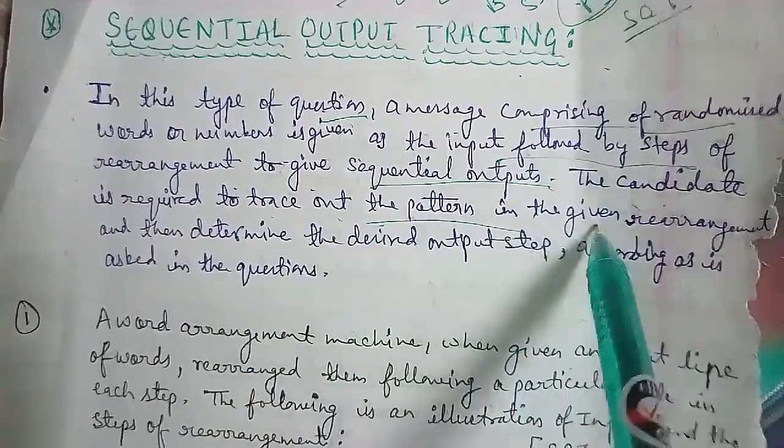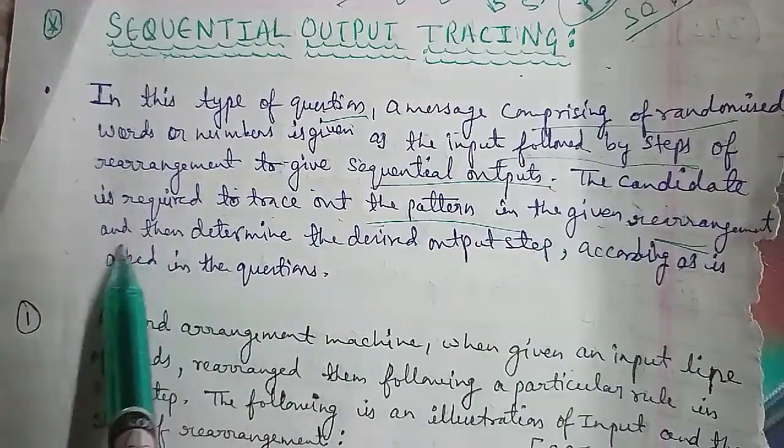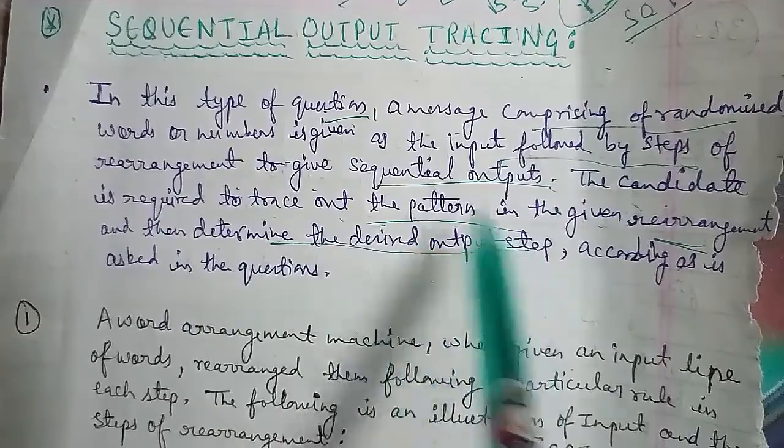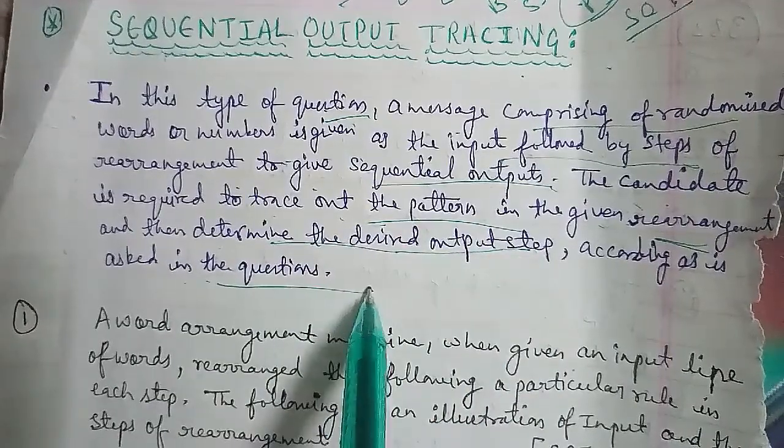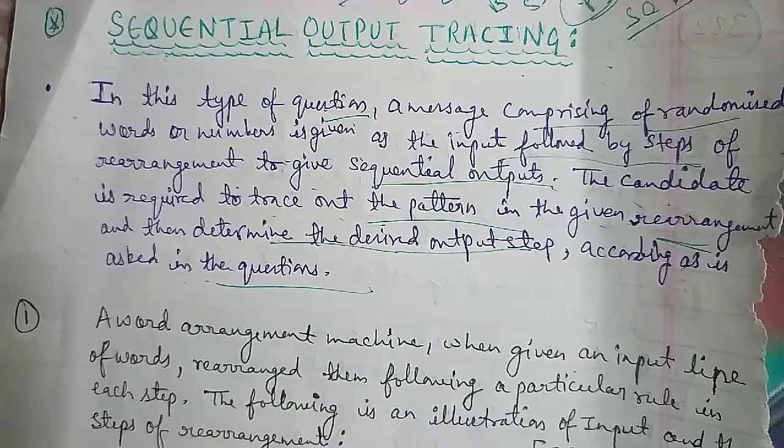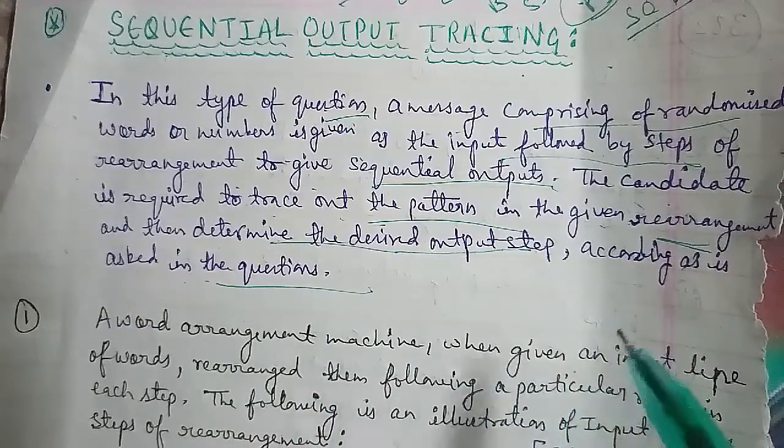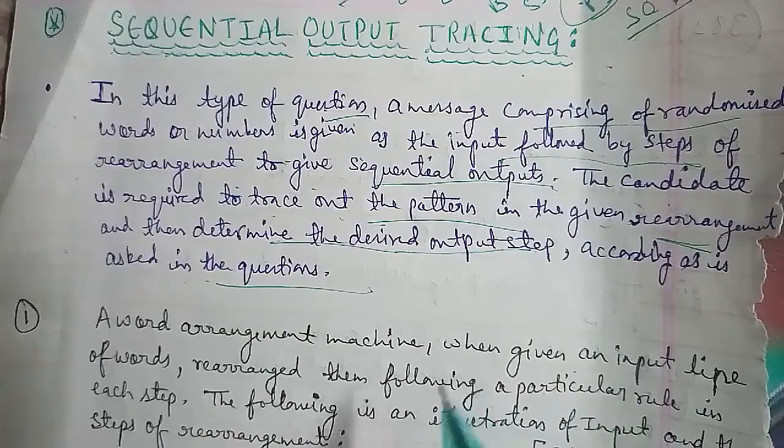So in sequential output tracing, they give you a message comprising randomized words or a number system. You have to look at the input, and following the input you see the steps of arrangement for the sequential output. According to the pattern of the rearrangements they have given, you have to determine and find out the desired output step that they have asked in the question.